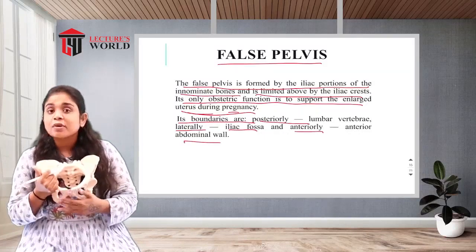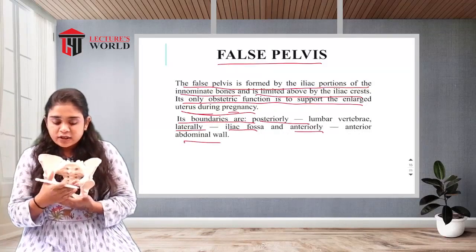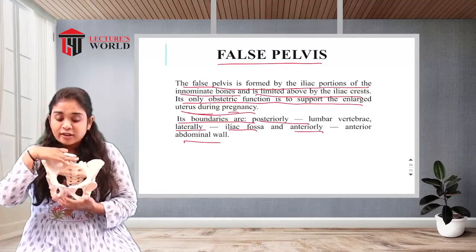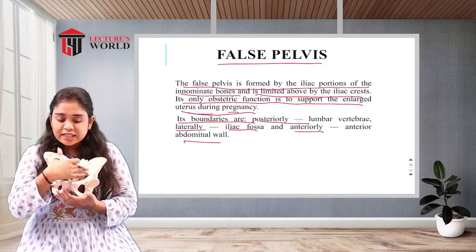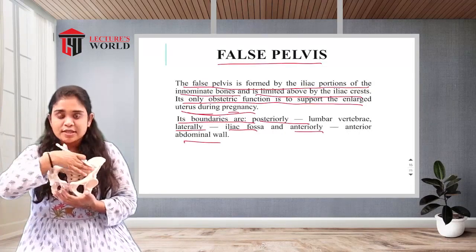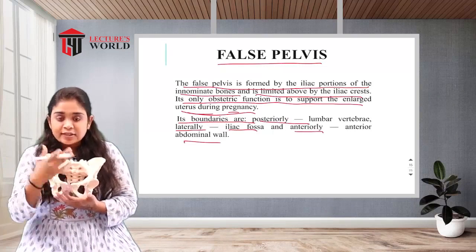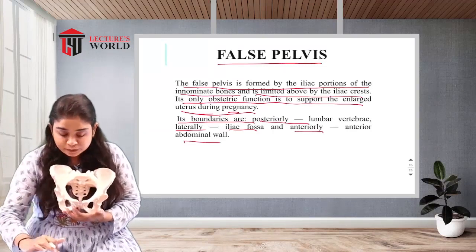Okay, so this is about the false pelvis. As you can see, posteriorly, the lumbar vertebrae is there. Laterally, the iliac fossa. Here the fossas are there. Then anteriorly, the abdominal wall will be there.